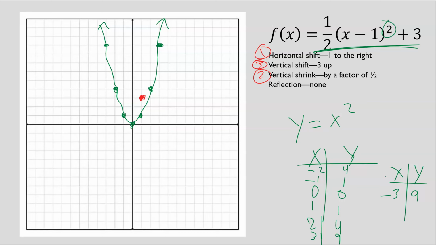Good enough. Let's do the point (1, 1). This is going to be a little tough because when I shrink it, it's going to end up being 1/2, but we can do it. Move it over 1 unit puts me there. Now I have to apply the shrink.